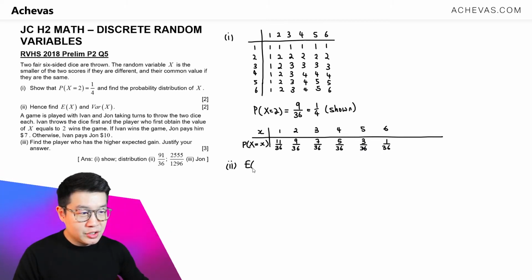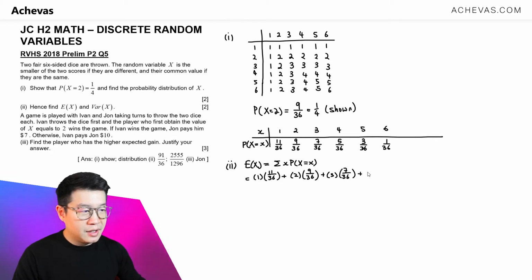To find the expectation of x, we make use of the formula where we sum all the x multiplied by its corresponding probabilities. So the expectation of x is going to be 1 multiplied by 11 over 36, plus 2 multiplied by 9 over 36, plus 3 multiplied by 7 over 36, and then 4 multiplied by 5 over 36, and 5 multiplied by 3 over 36, and finally 6 multiplied by 1 over 36.